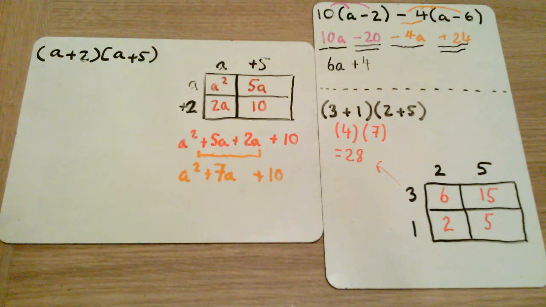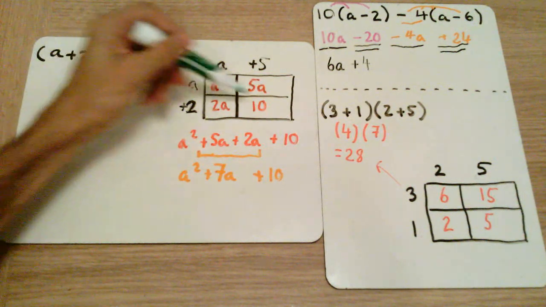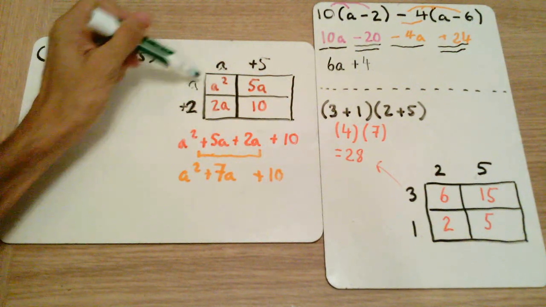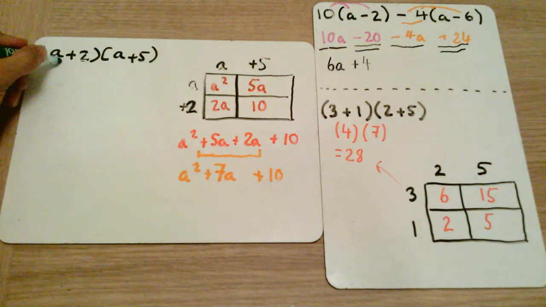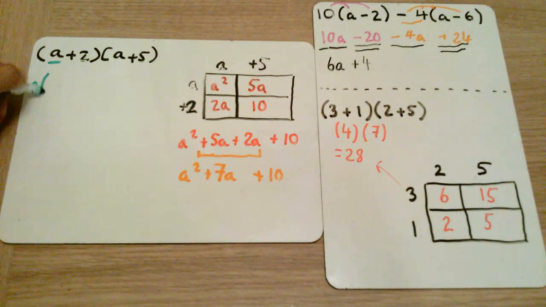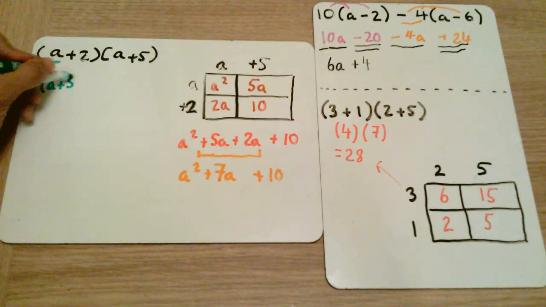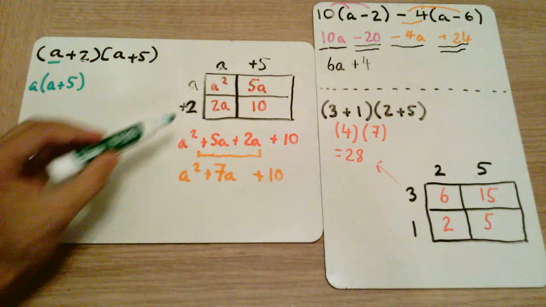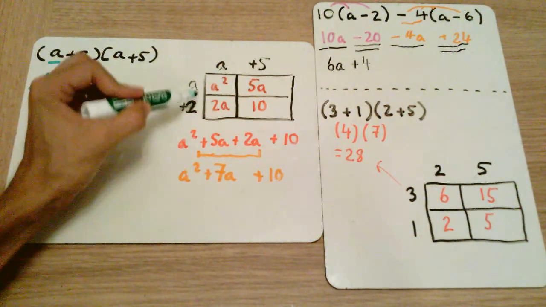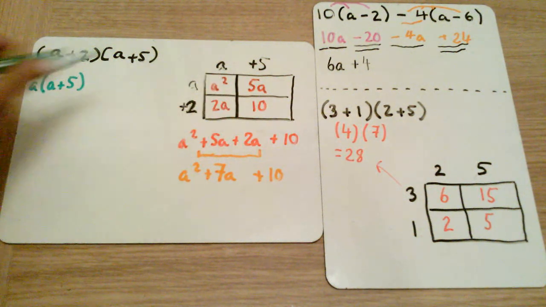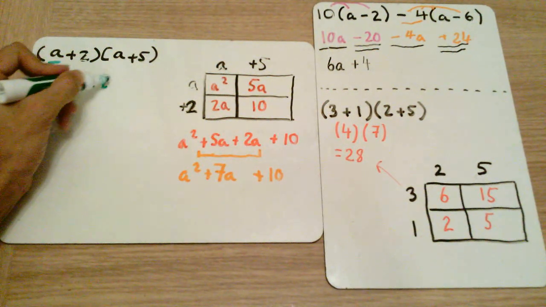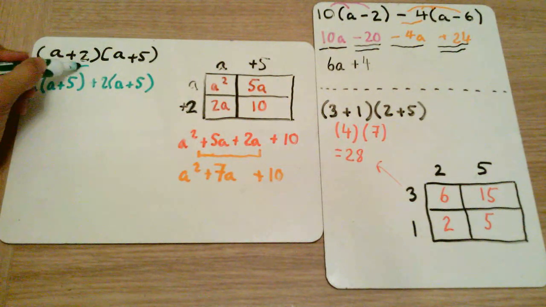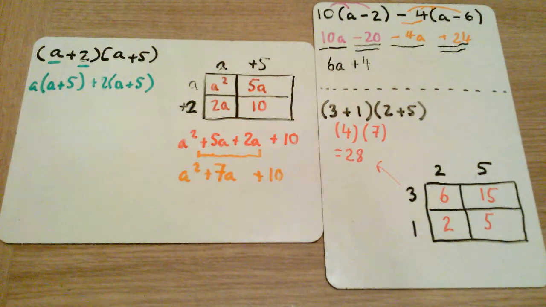And what we can see is if we look at this very first line over here, this very top rectangle, this was technically a times by a plus 5, i.e. a times by a plus 5. That's basically what I've got over here, times by the entire bracket. And underneath, well, this is 2 times by a plus 5, which is actually this over here, 2 times by the a plus 5.